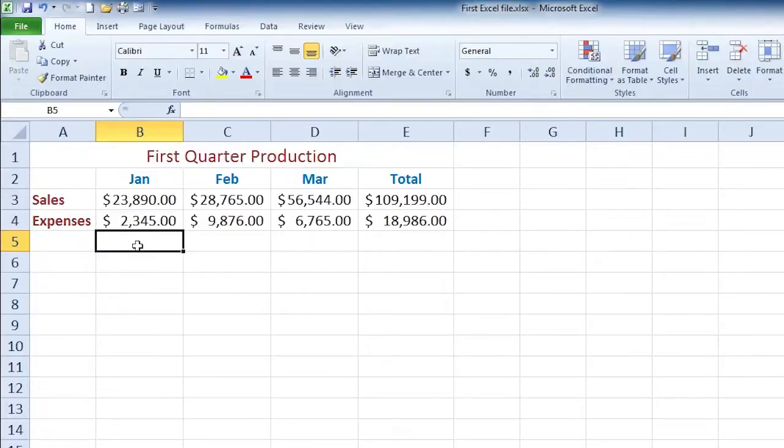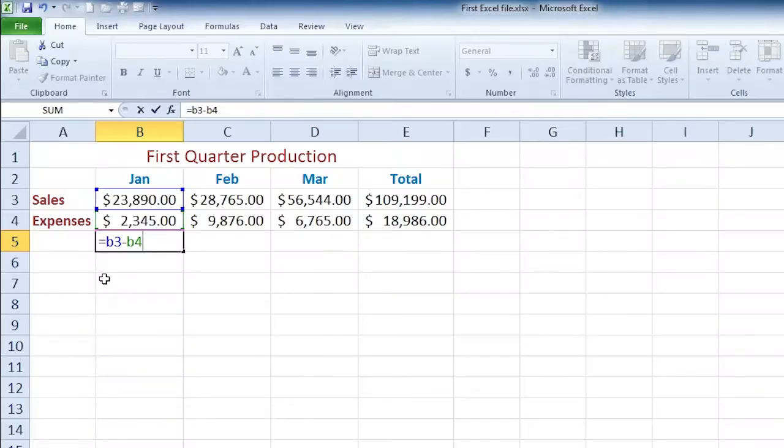I would take B3 minus B4. B3 minus B4, right. So why don't you type that formula in? Of course, we know formulas start with an equal sign. That tells Excel this is a formula. All right, so we have equals B3 minus B4.